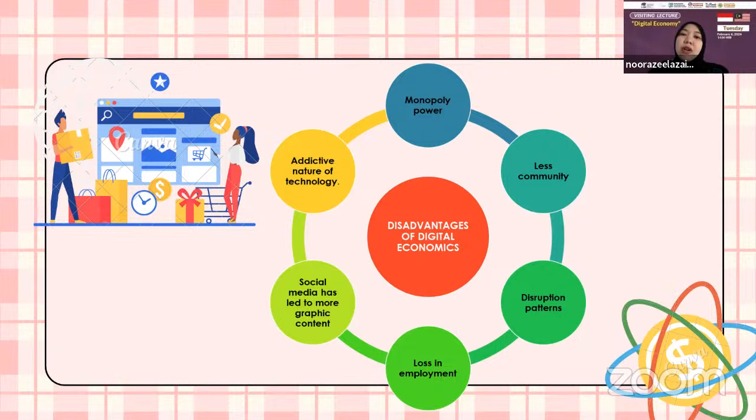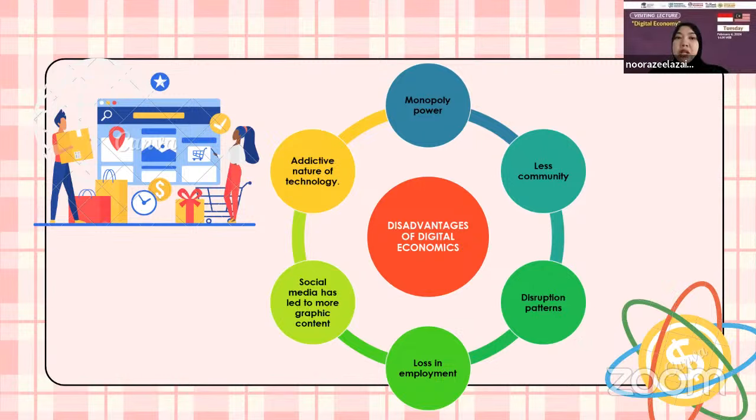the digital economy is characterized by rapid technological advancement and disruptive innovation, leading to unpredictable market dynamics and business models. So the traditional businesses may struggle to adapt to digital disruption, leading to industry decline, business closure, and economic instability.